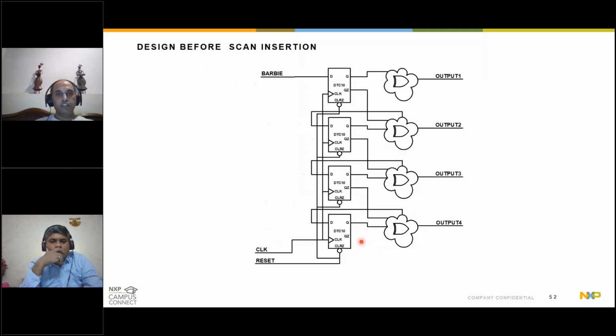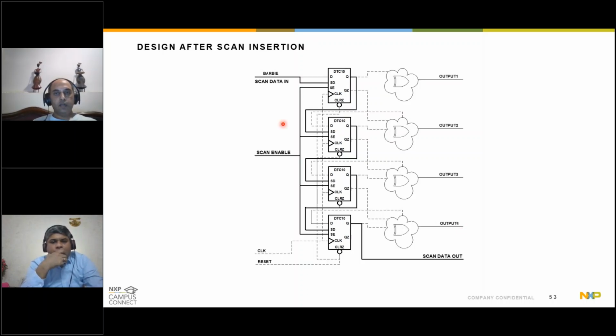Okay. So how does this help? So let's say this is a simple design before any scan insertion is done. Let's say this is a primary input, this is a clock and reset, and these are the multiple outputs, which are the combination of different Q and QZ values of flops sampled and then combined with some combo logic. They are translating into these 4 outputs: output 1, 2, 3, 4.